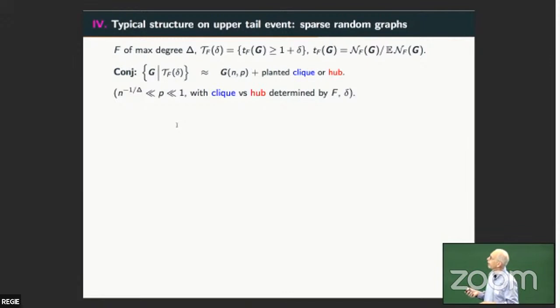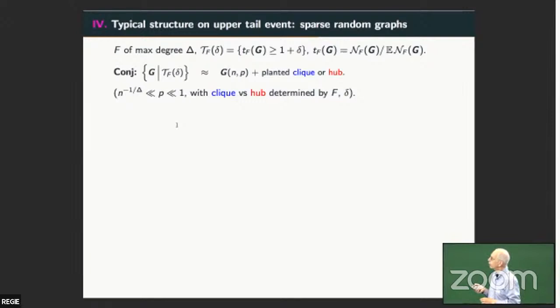So again, I repeat what the story is. We have a pattern F, a finite graph, a triangle or complete graph or a star or a cycle of maximal degree delta. And we are interested in this rare event where the normalized count of the number of these patterns exceeds the nominal value 1 by an additional delta. And we are interested in the conditional law of our Erdos-Renyi graph given the conditioning.